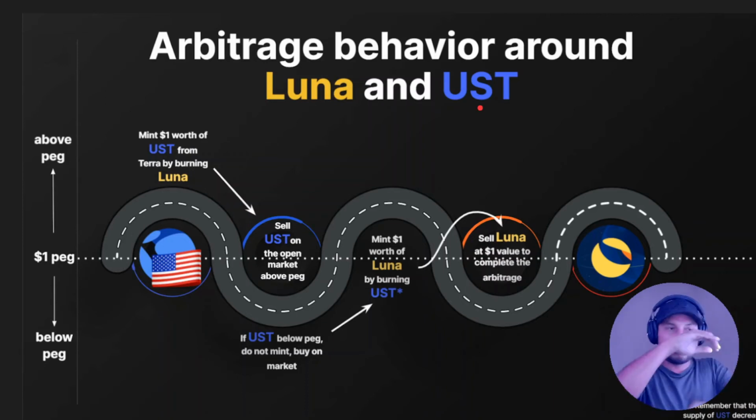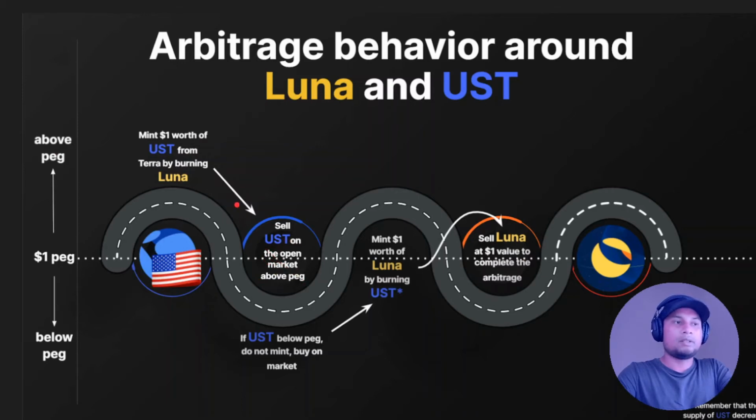Mint and burn. That's what they do. And why do they mint and burn? Because of the fluctuation of the peg. If UST goes above the peg, what they do is they mint $1 worth of UST from Terra by burning Luna, and then they sell it on the open market above the peg.